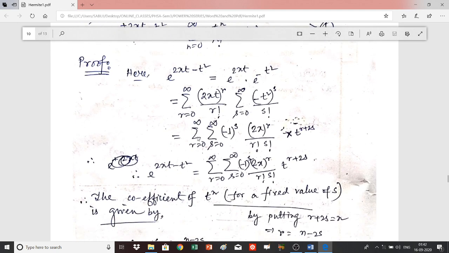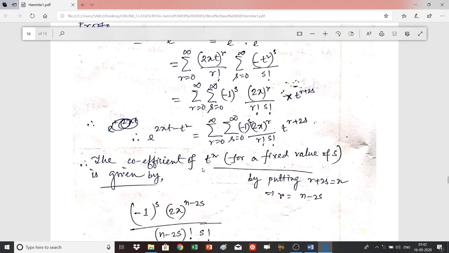Okay, so then the double sum over r equal to 0 to infinity and s equal to 0 to infinity of (-1)^s, from this term (-1)^s is there, and from here (2x)^r over r! and s! is there, and the power of t from here is t^r, and from here t^(2s), as minus 1 is taken here. So t to the power r plus 2s. So finally we get e^(2xt - t^2) equal to the double sum over r and s from 0 to infinity of (-1)^s (2x)^r / (r! s!) t^(r+2s).